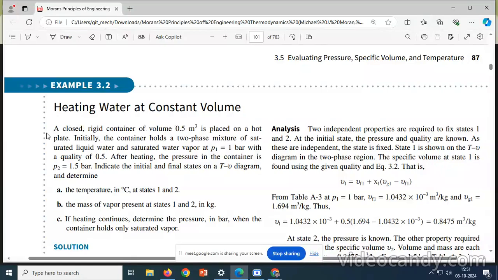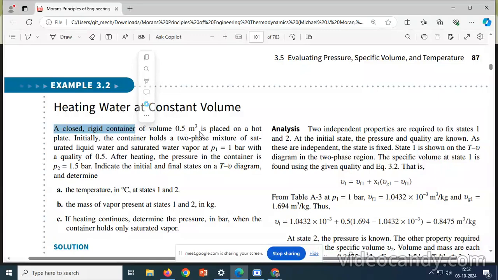See, the wordings are very important. Read again and again. The container is not moving at all. So you cannot directly take the work done equations. And in the PV diagram, V is not changing because it's a rigid container. There is no work done. Zero. By directly reading this sentence only you can tell work done is zero. Closed rigid container. What is the constant volume here? 0.5 meter cube.